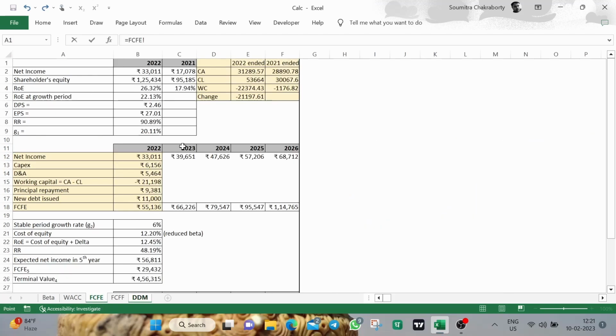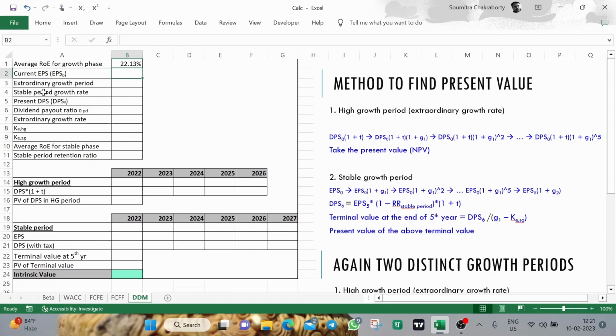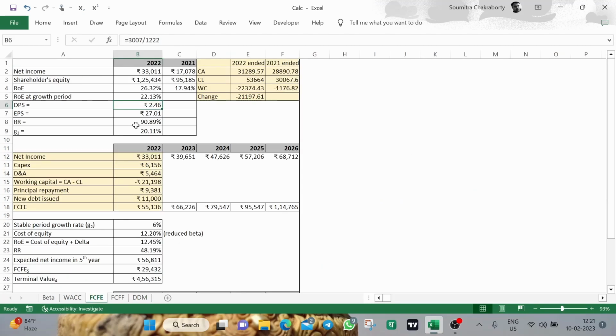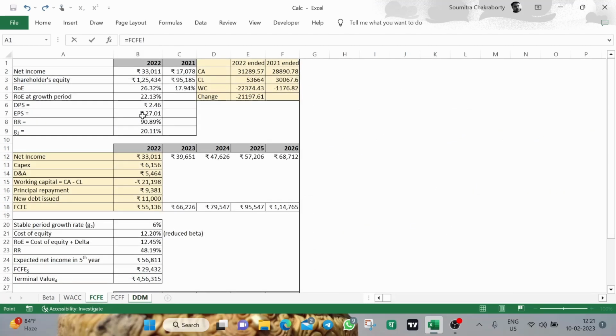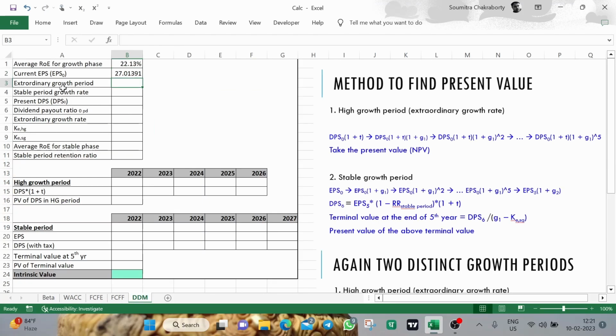So in FCFE, you can see here the average ROE was 22.13%. So we will take that figure only. Then the current EPS for the most recent year, that is also there in the FCFE sheet. So this one, 27.01. So we will directly take it from the FCFE sheet, 27.01.